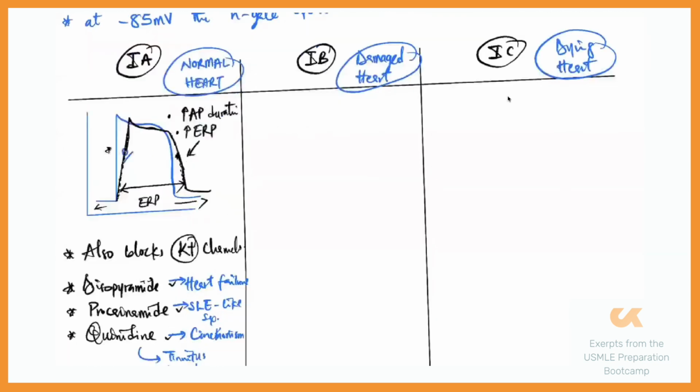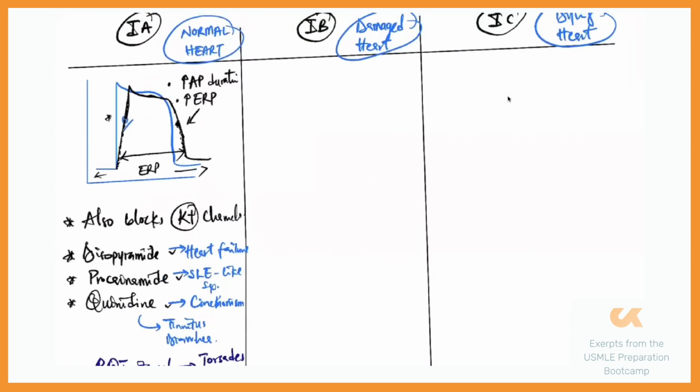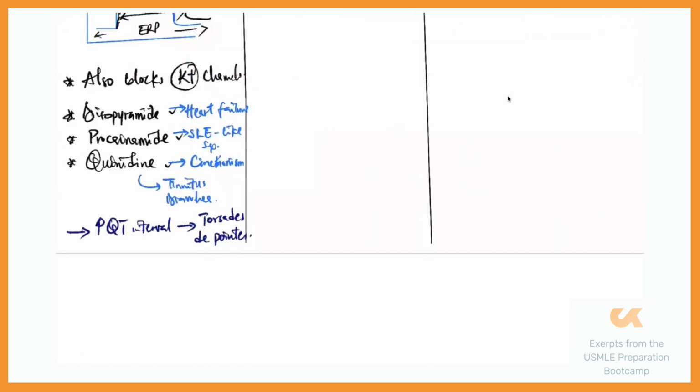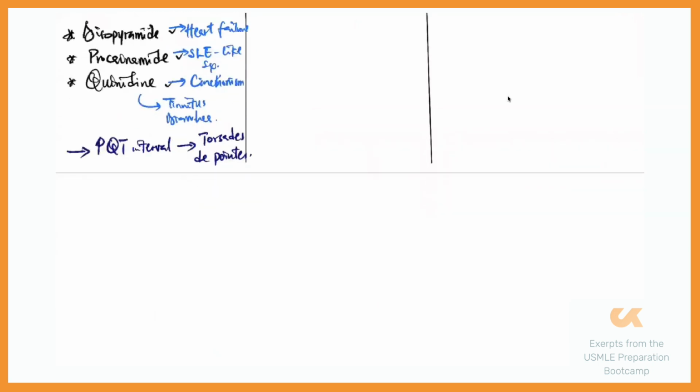There are additional things you can learn or recall about class 1A antiarrhythmic medications. You can remember that they have tendency to cause thrombocytopenia. For example, they may cause thrombocytopenia, but that's not big on the exam, right? That's not very big on the exam.